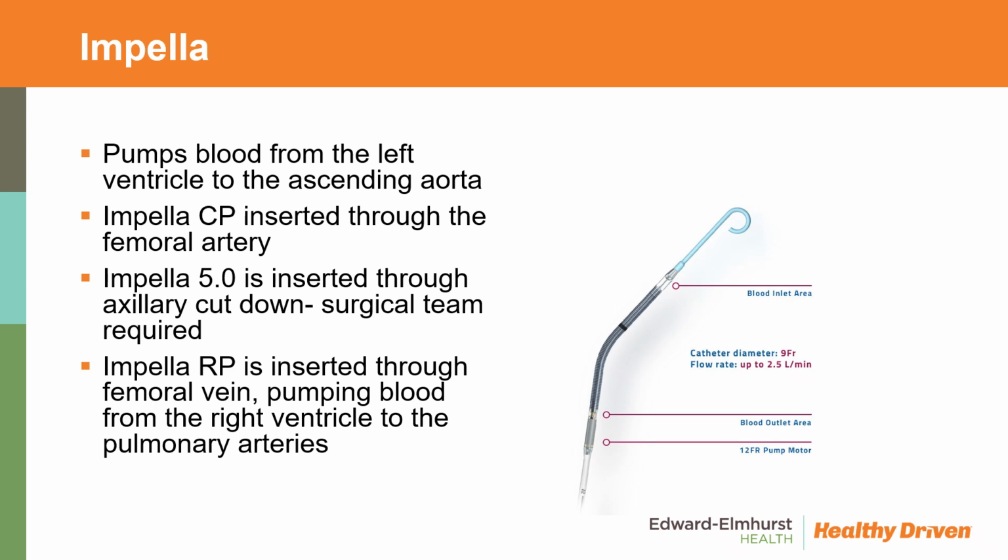So the Impella is a pump. It pumps blood from the left ventricle to the ascending aorta. We've got the Impella CP, which is inserted through the femoral artery. The Impella 5.0 is inserted through an axillary cut down by the surgical team. The Impella RP is actually pumping blood from the right ventricle into the pulmonary arteries, and so that one will support the right ventricle, whereas the other two support the left ventricle.